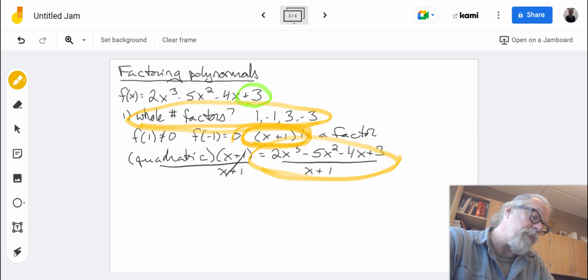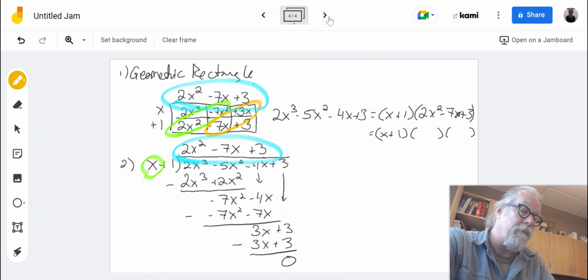So that is factoring polynomials. I hope you learned something.